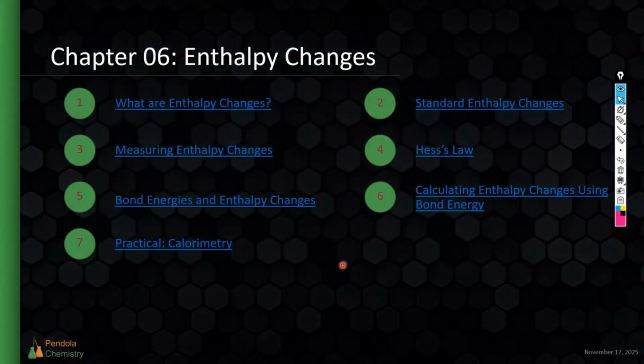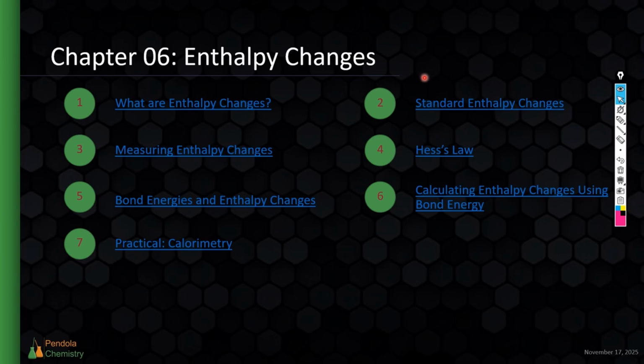In this chapter, we're going to start by talking about what is an enthalpy change, what exactly does that word mean, and how do we show it in graphical format. Then we're going to look at standard enthalpy changes. There are a lot of definitions we're going to see in section 2.